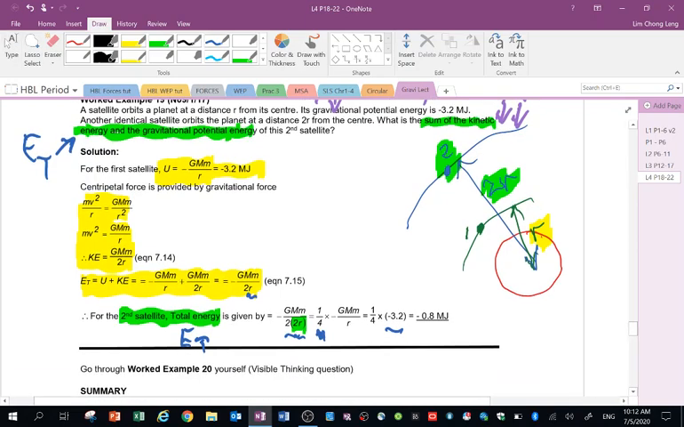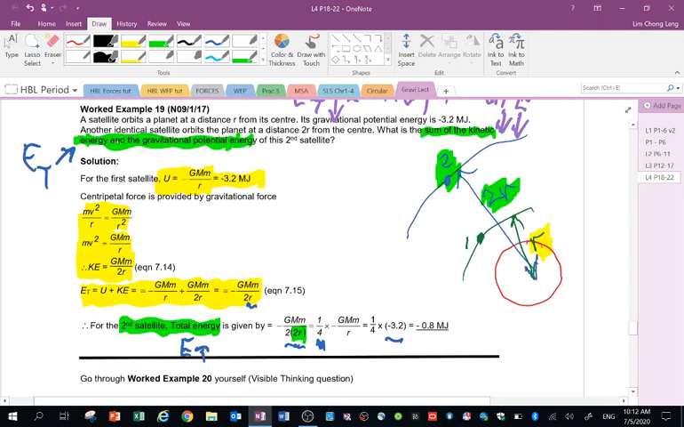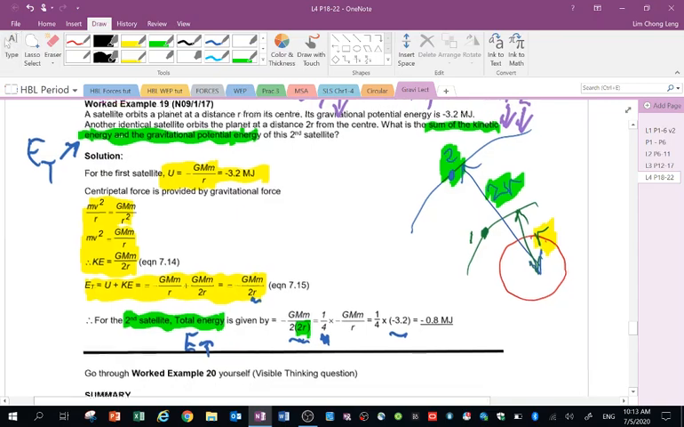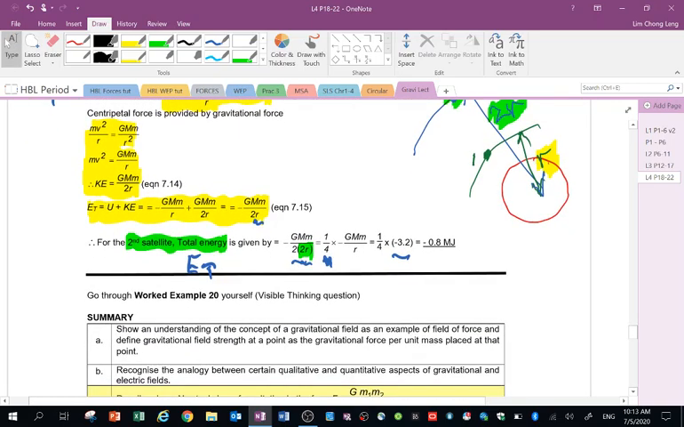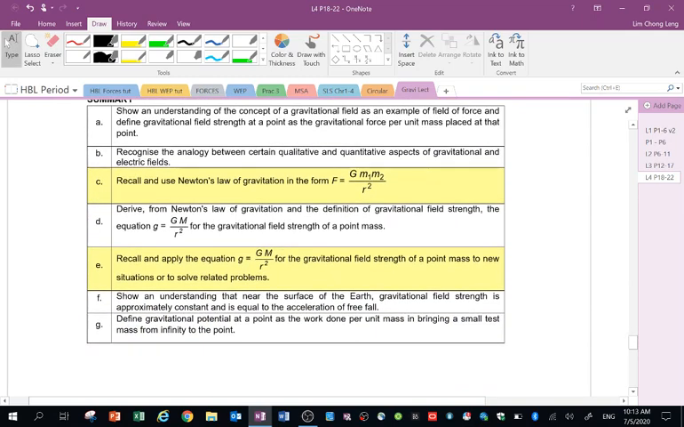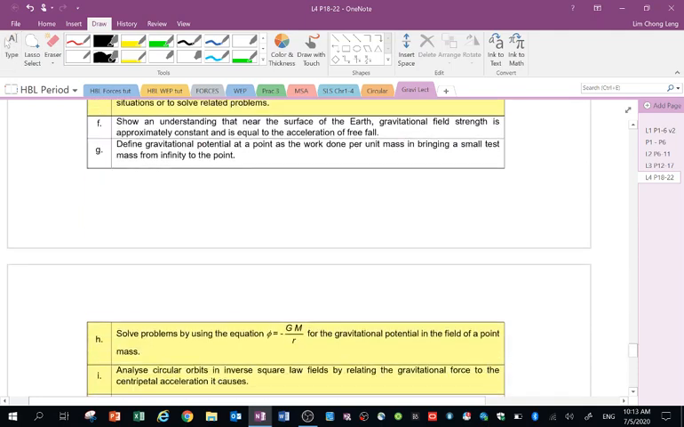All right, we have come to the end of today's lecture. There's one more example, work example 20. You have to go through the example yourself, because this is to train you in your thinking process. So work example 20 is for you to exercise your thinking, right? At the end of the lecture, always go through the assessment objective to see whether you know how to apply the concepts that are laid before you.